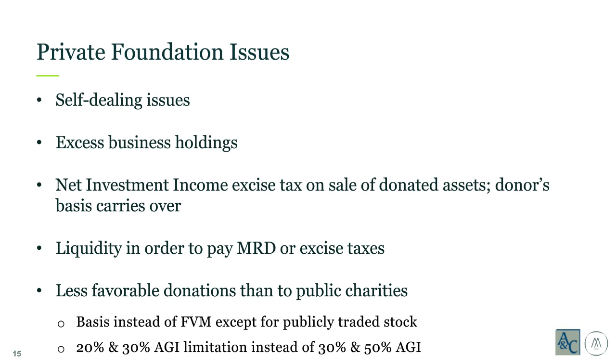On the other side of it, if a private foundation receives an appreciated asset and they sell it, they're going to have to pay a 1 or a 2% excise tax on that appreciation because the donor's basis carries over, not fair market value. So we see this all the time where a private foundation will receive gifts of appreciated assets. They need to get the donor's basis, and then when they sell it, they have the 1 or 2% excise tax.